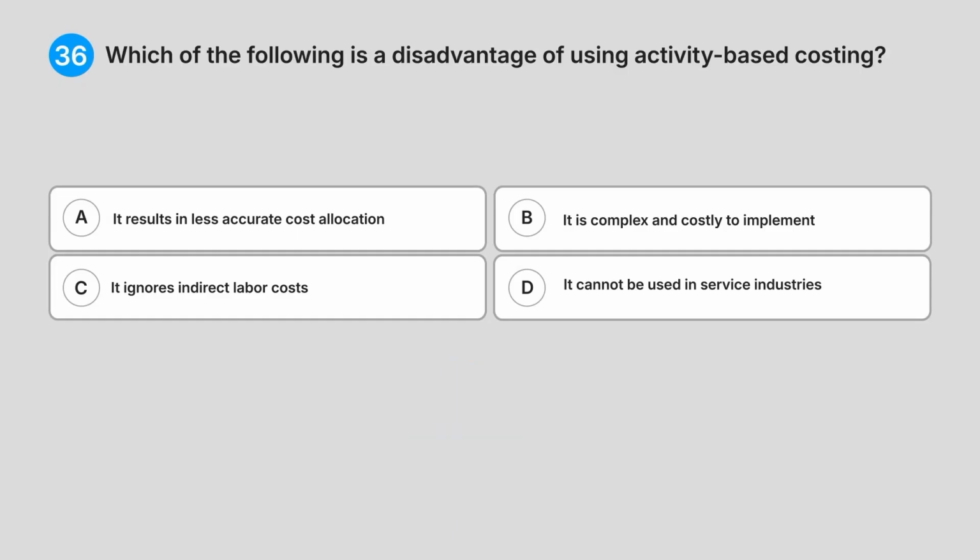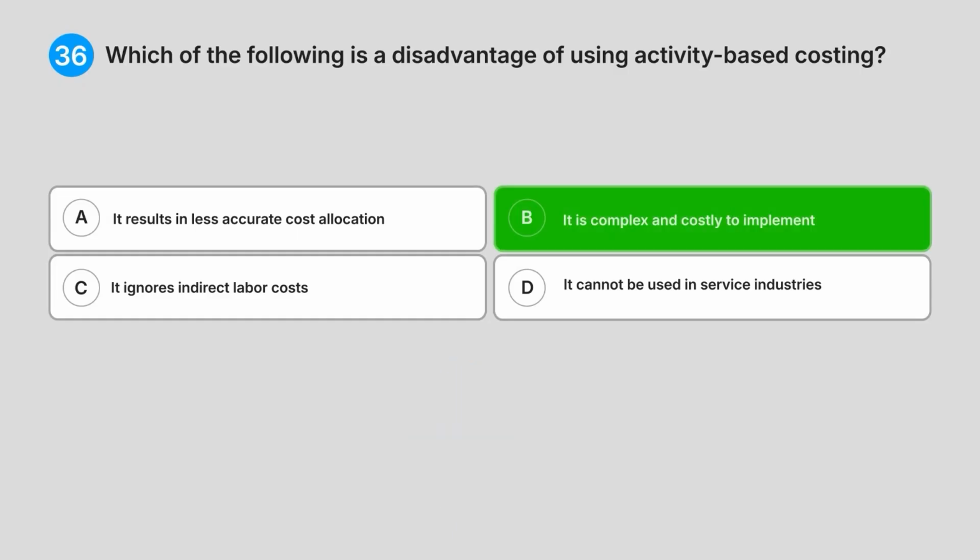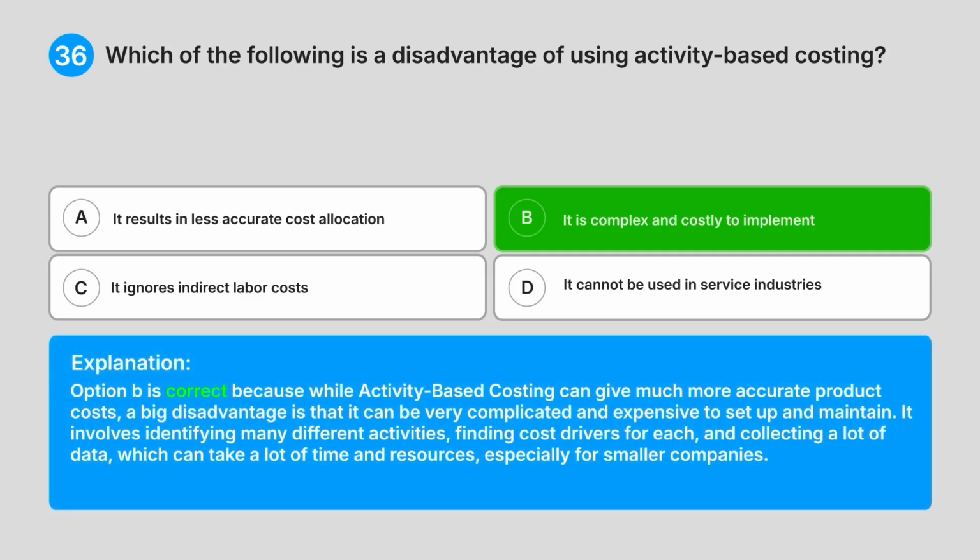Correct answer. B. It is complex and costly to implement. Explanation. Option B is correct because while activity-based costing can give much more accurate product costs, a big disadvantage is that it can be very complicated and expensive to set up and maintain. It involves identifying many different activities, finding cost drivers for each, and collecting a lot of data, which can take a lot of time and resources, especially for smaller companies.